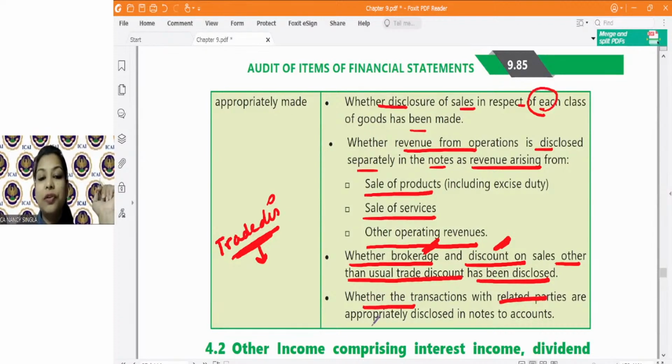Whether transactions with related party are appropriately disclosed in the notes to accounts. Simple. The brokerage is target based, and discount may be given, let's say for poor quality of goods, so you have to show that. But trade discount is deducted from the list price, so the sales figure comes after deducting it. So other than that, brokerage and any other kind of discount should be disclosed separately. So this was about the first P&L item, which is Sales. I hope all the assertions are clear.